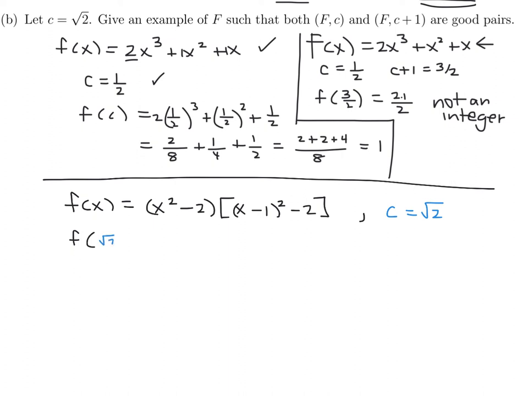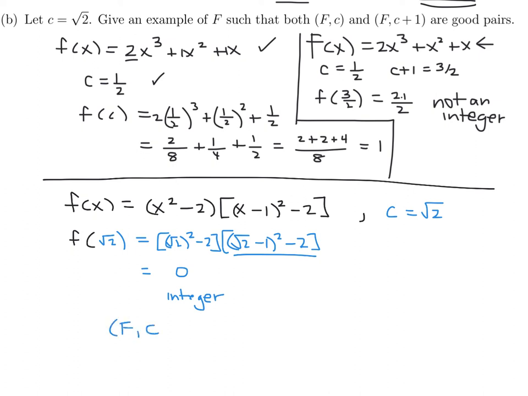So f at c would be f at root 2. So this would be root 2 squared minus 2, and this would be root 2 minus 1 squared minus 2. So root 2 squared is 2, 2 minus 2 is 0, so this becomes 0. And then when you multiply it by this guy, it remains 0. And 0 is an integer, obviously. So that makes this f, c a good pair, where this is the function and c is root 2.